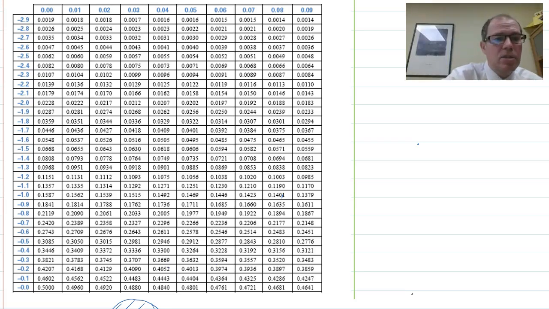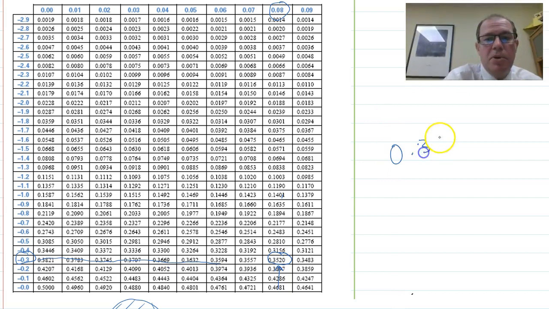So here we go. Now we want to find a z-score of negative 0.38. So here's my negative 0.3. Here's my 0.8. So if I go across the row and down the column, I get my answer there, giving me the same answer as before of an area of 0.352. And so I get the same conclusion, approximately 35%.